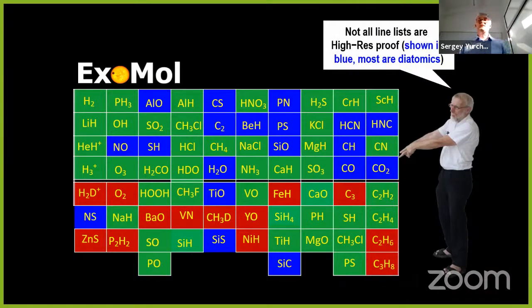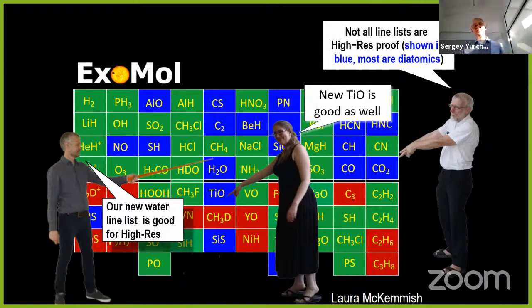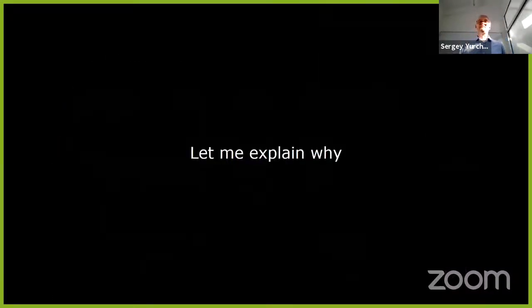And most of them are diatomics, because diatomics are just easier to do. And let's say our new water line list is good even for high resolution, but we can't say that for everything. And TiO is also perfect for high resolution studies. So let me explain why.